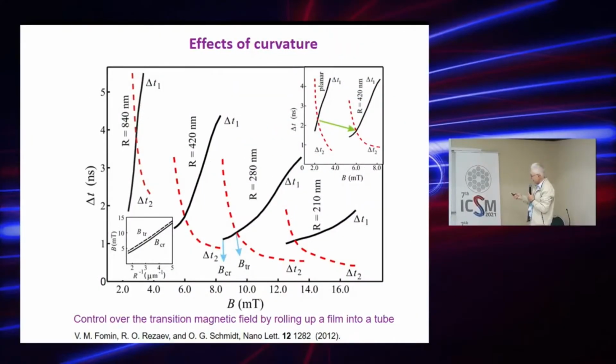Please look at the inset in this panel. It shows these two times which I have just mentioned, a time between two nucleations and time of flight. And when they cross, we have just one vortex at a certain time. If we compare planar structure and rolled up nanotube made of the same membrane, we see that this characteristic magnetic field, which indicates the transition between sparse to dense vortices, increases by a factor of 3. So, by rolling up, we change physical properties of materials.